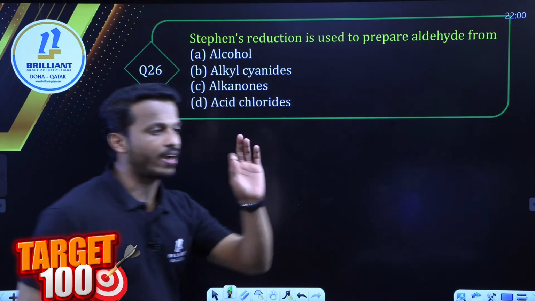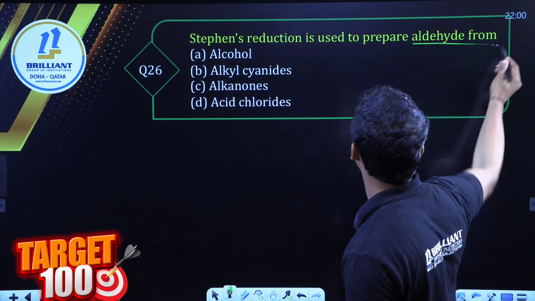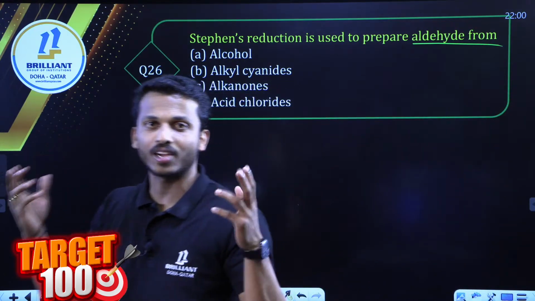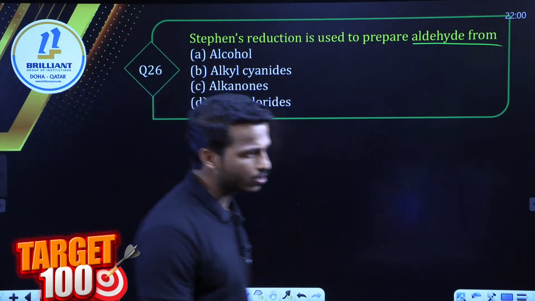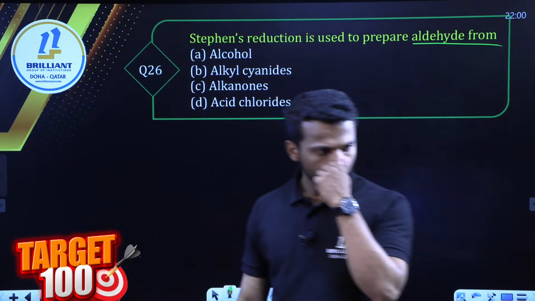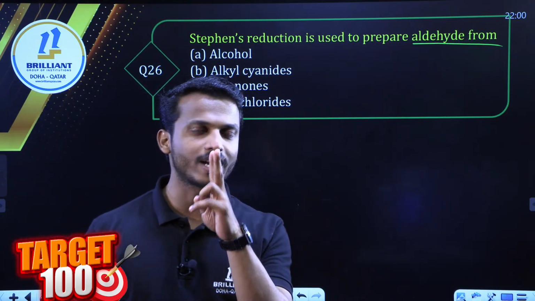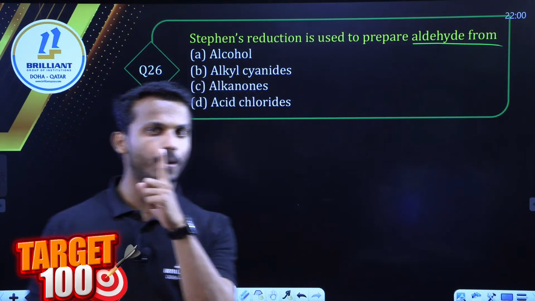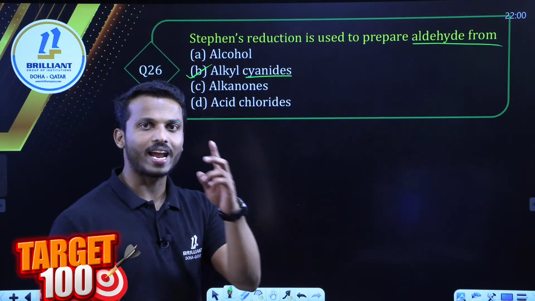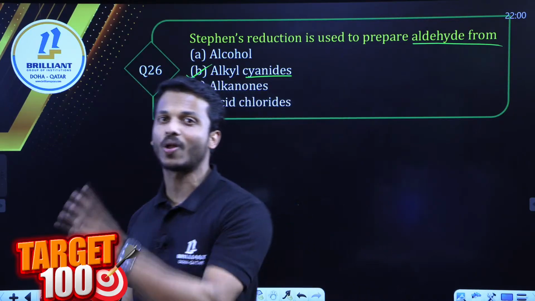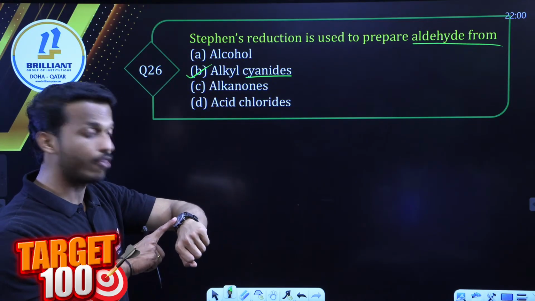Tell me dear all, Stephen reaction. Stephen reaction is a preparation of aldehyde from where? Come on, fast. Don't take rest, dear all. After Rosenmund, we study Stephen reaction. Yes, from cyanide. Cyanide when treated with stannous chloride, tin chloride, you get aldehyde. Very good. Option B is the correct answer. Dear all, only 5 minutes left.